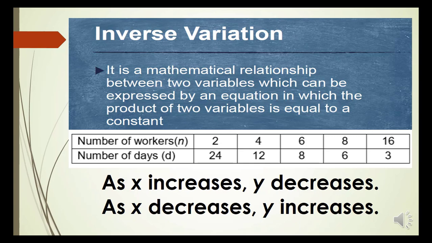Inverse variation is a mathematical relationship between two variables which can be expressed by an equation in which the product of the two variables is equal to a constant, or constant of variation. In our illustration, the number of workers increases while the number of days decreases. In other words, as one quantity increases, the other quantity decreases. As one quantity decreases, the other quantity increases. That's what I mean by inverse variation.